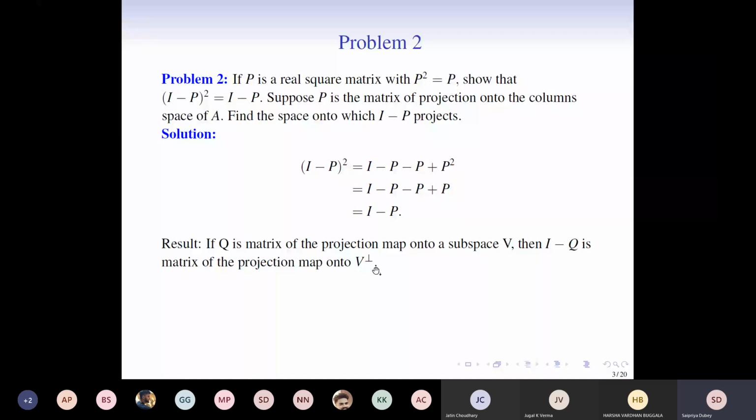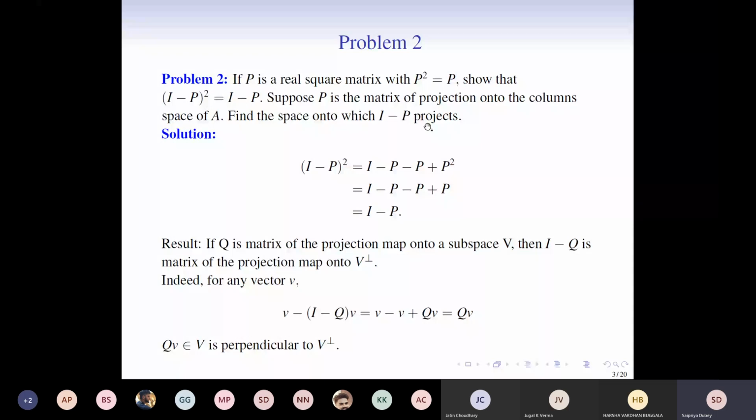So we will see why this happens. For any vector V, look at this, V minus (I minus Q) of V gives us this, and it gives us exactly QV. And QV is in V, which is perpendicular to V. So this proves this result, and now we use this result to find out the space onto which I minus P projects.